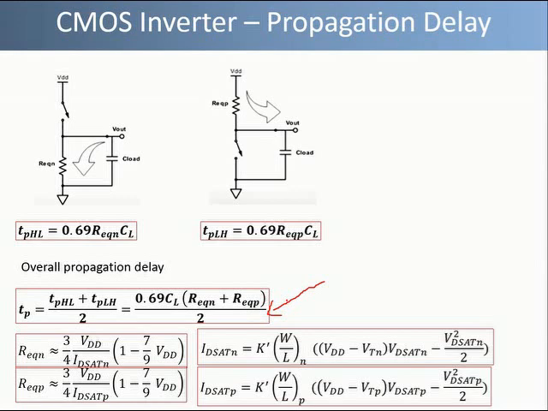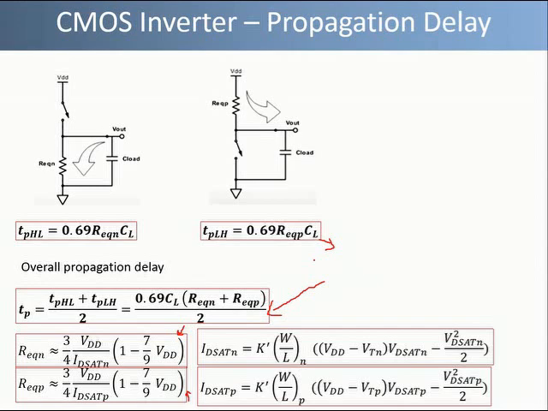The equivalent resistance of each transistor is approximated using simplified equations given over here, and these equations show that the equivalent resistance offered by each transistor is strongly dependent on its technology parameters, that is the gain factor, aspect ratio, drain saturation voltage and the threshold voltage, etc. Whereas the load capacitance CL is actually a sum of a number of parasitic capacitances of an inverter.